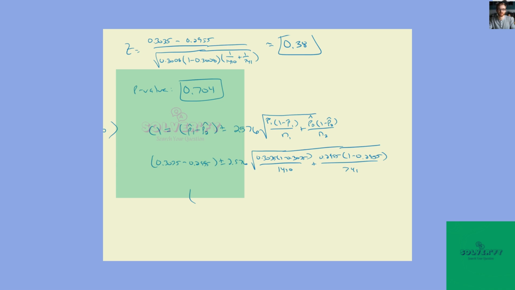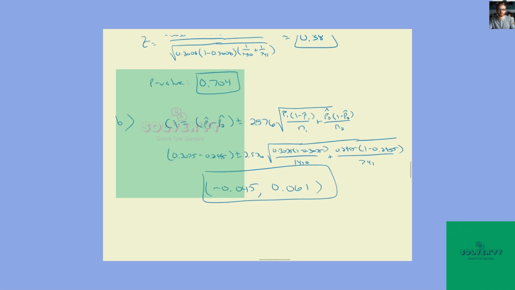Is negative 0.045, and the upper boundary found by adding, which is positive 0.061. And because the interval limits include 0, there does not appear to be a significant difference.